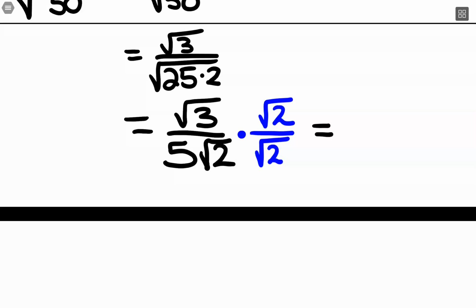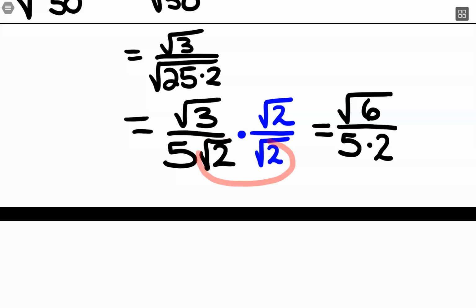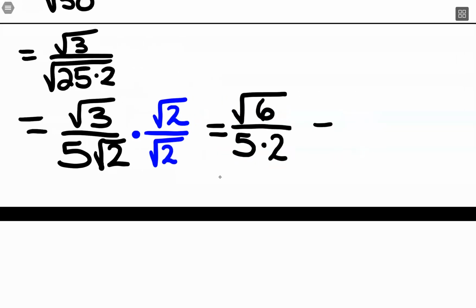And what that would do is in the numerator, I would have the square root of 3 times square root of 2, which is the square root of 6, and then 5 times square root of 2 times square root of 2, which would be the square root of 4, which simplifies to 2. And as we do this more often, what you'll get used to is when you multiply the square root of the same number with itself, you just end up with that number that's underneath the square root, because you're basically squaring those numbers, so you really just end up with that number. And if we simplify that, that would be square root of 6 over 10.